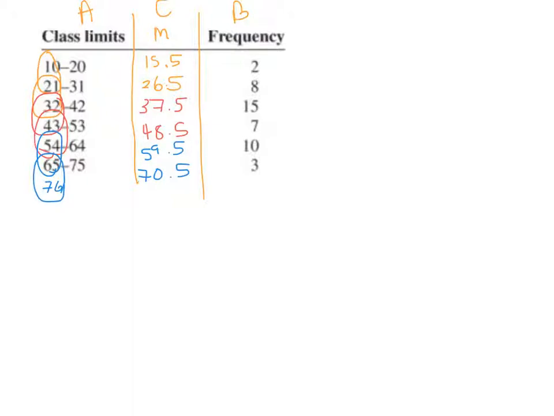Now I'm going to add a fourth column. This column is going to be the frequency times the midpoint. And this is what you do when you're getting the mean, right? When you're getting the mean, you take the frequency times the midpoint, and then you add them all up and divide by the total frequency. That's what we're going to do here. So you get 15.5 times 2. That's 31.